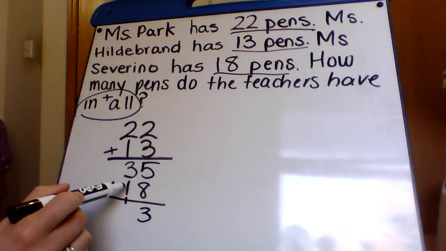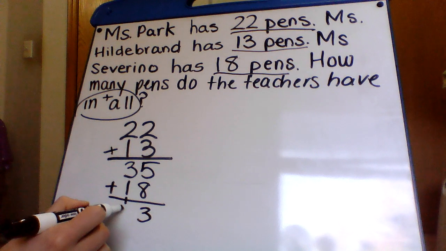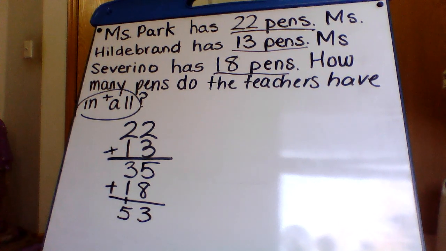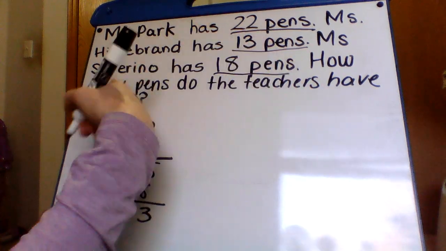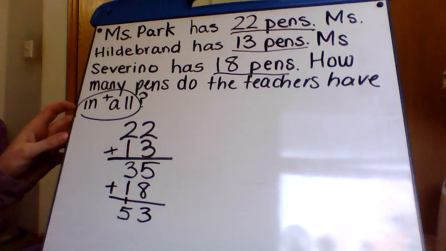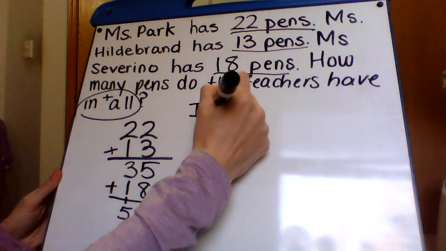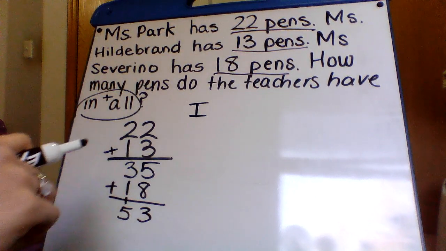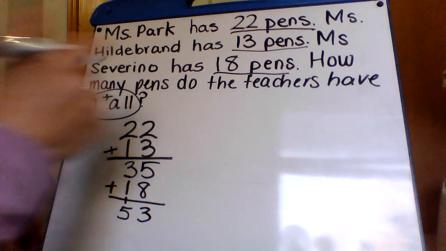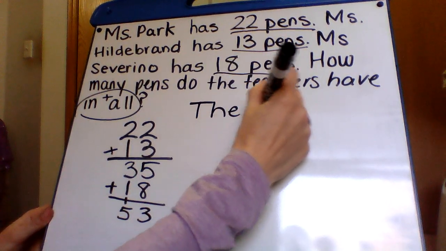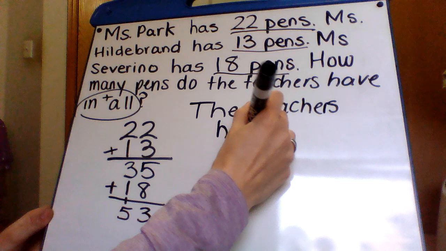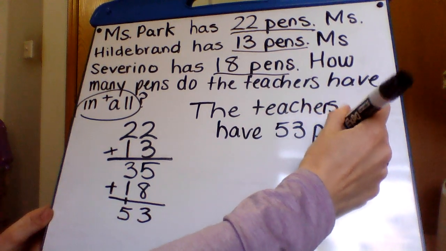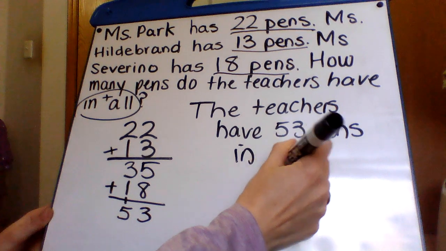So 3 plus 1 is 4, plus 1 more is 5. So your answer is 53 pens. Or remember to make it a sentence. How many pens do the teachers have in all? The teachers have 53 pens in all.